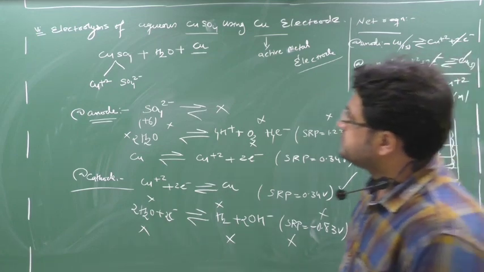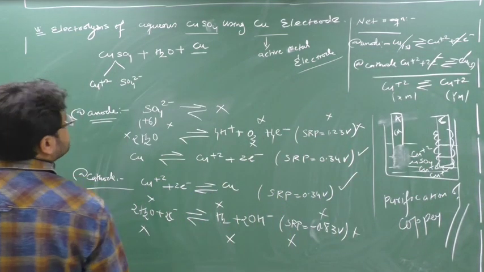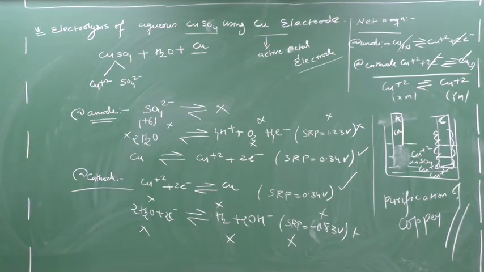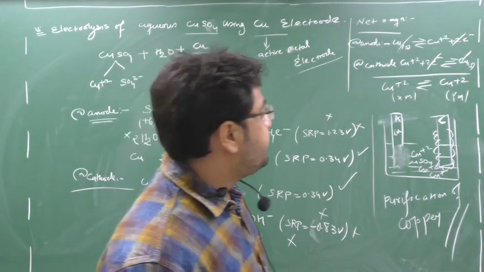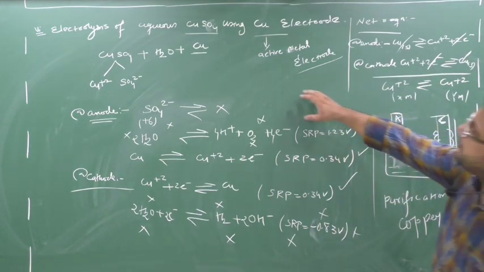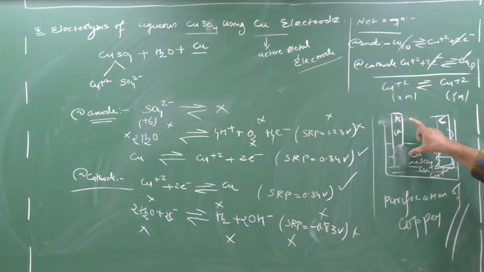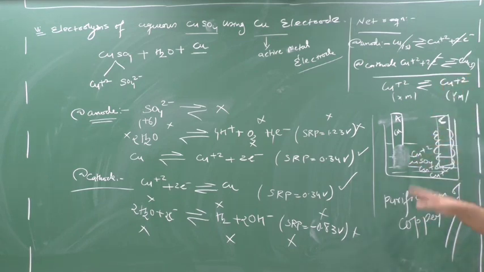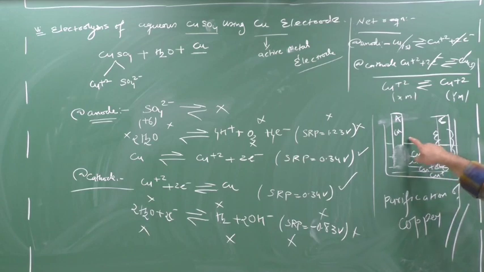So if a question comes on electrolysis of aqueous CuSO4 using copper electrode, you have to say that at the anode Cu2+ is formed and at the cathode Cu is formed. Means at the anode, the anode itself is copper, so slowly this anode copper is getting eaten up in the reaction. After a certain time, you will see that the weight of the anode is reduced and the weight of the cathode is increased.